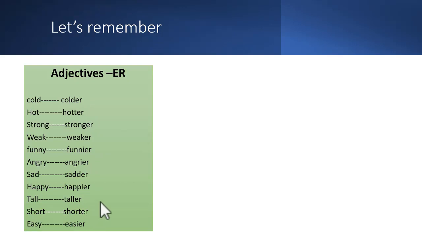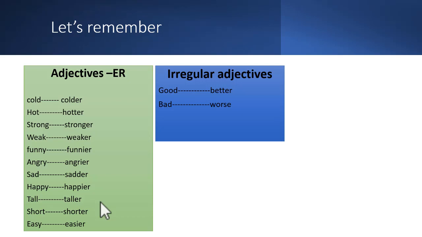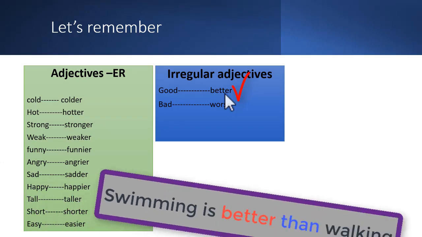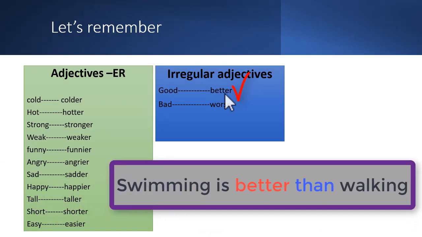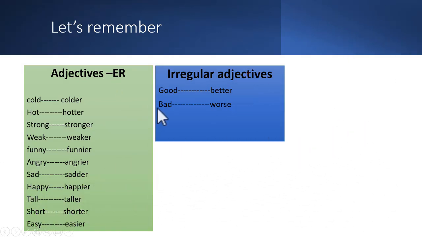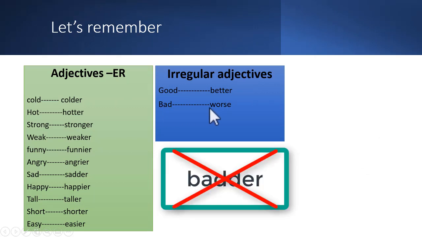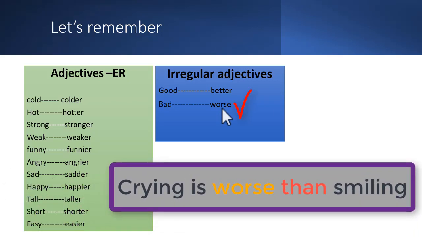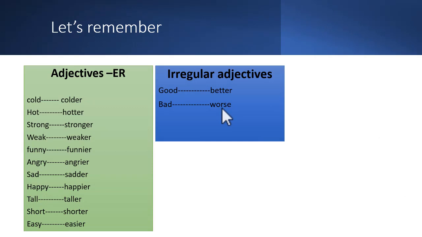For example, these two. You know these ones, the irregular ones. Good, we don't say gooder, we say better. For example, swimming is better than walking for me. Okay, and the other one is bad. We don't say badder, we say worse. For example, crying is worse than smiling. It's my opinion.